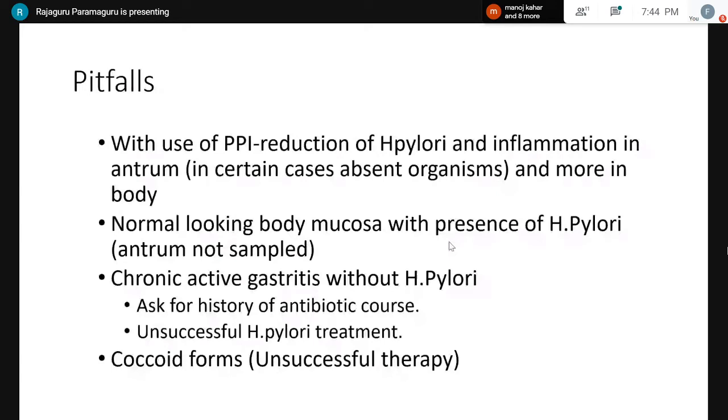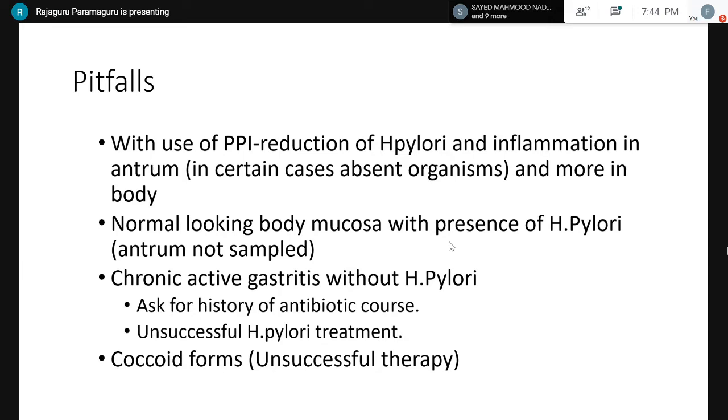So it is always better to look for the organism, and in such a case, you can ask for a history of proton pump inhibitor use. And then the normal-looking body mucosa can also show presence of H. pylori. So there are certain cases where we might not get a biopsy from the antrum, and we simply get a biopsy from the body.